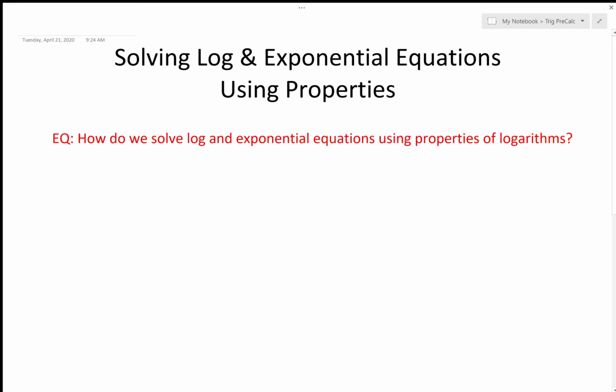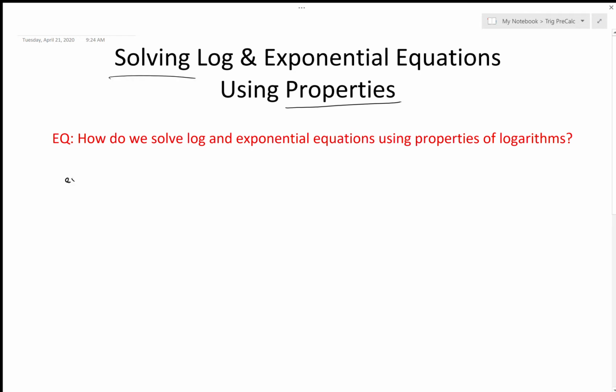Today we're going to be using the properties of logs that we've learned previously, aka multiplication goes with addition, division goes with subtraction, the traveling exponent. Basically all those properties are going to be used now in order to solve these equations.